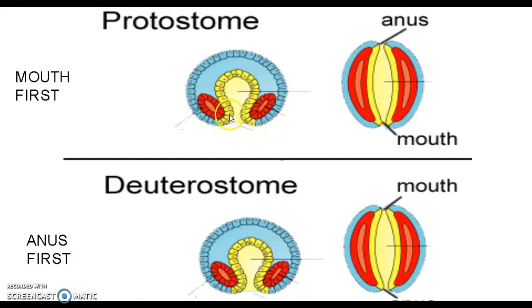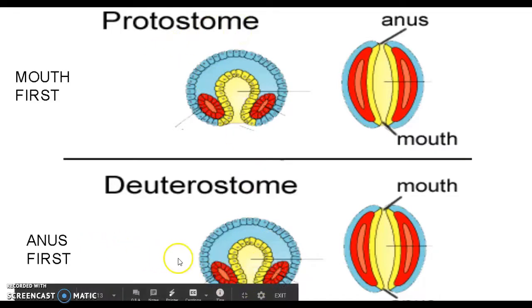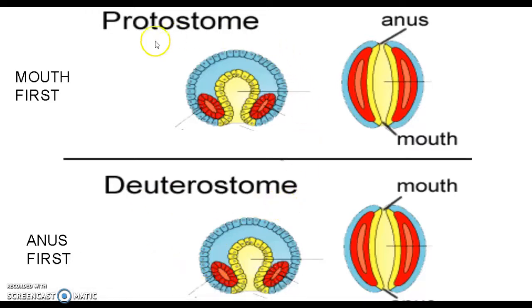And so this will pinch inward until it goes all the way out the other side to form the digestive tract. Now, if this hole becomes the mouth, then it is a protostome. If that hole becomes the anus in the animal, then it is a deuterostome. Most animals are protostomes. Vertebrates, like humans, and echinoderms, like starfish and sea urchins, are deuterostomes.